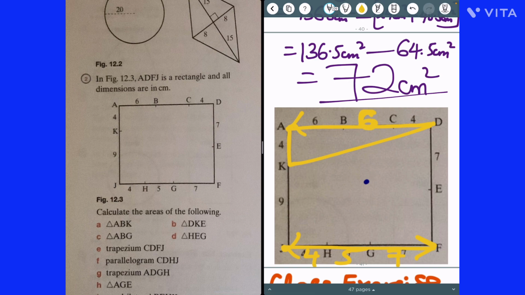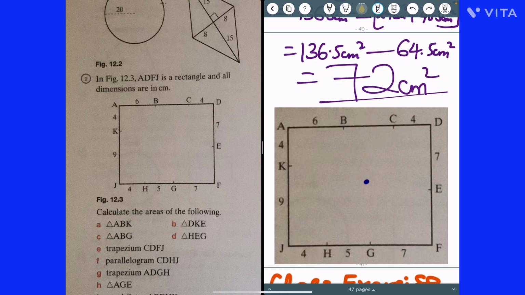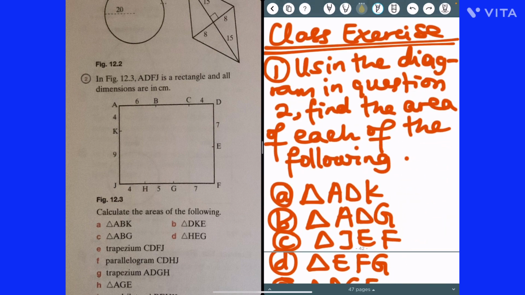So that tells you that the base is what? 16. The base is 16 and the height is 4. So half base times height will give you the area. That's the answer to question A. So let me go on and maybe give you a hint in each one or some, at least.